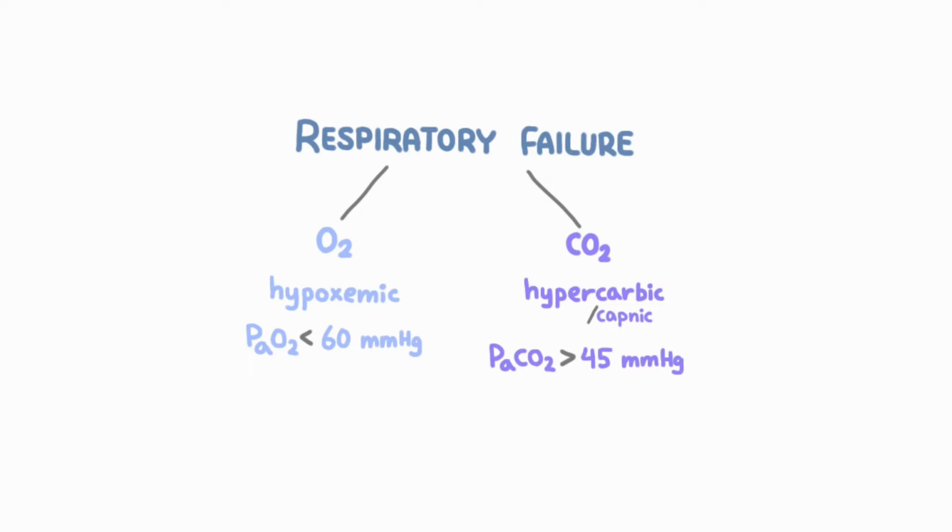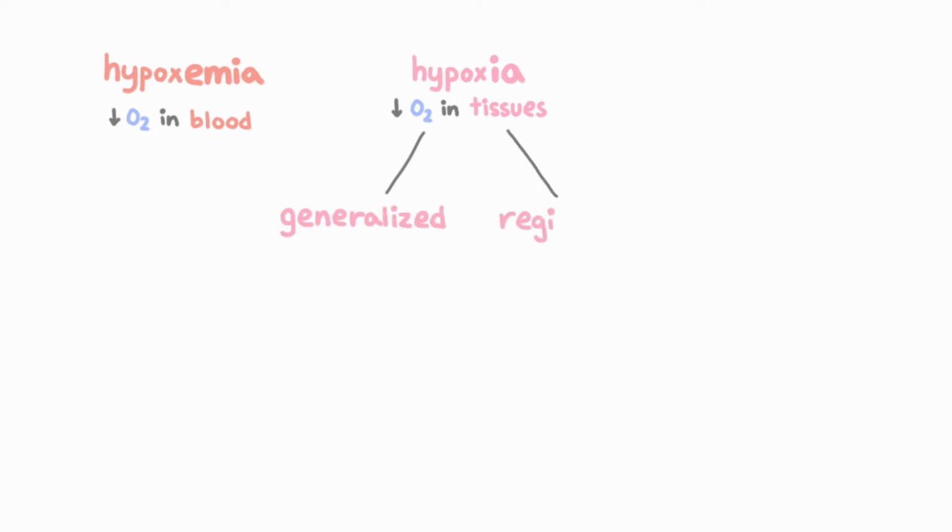Now there's some terminology here that can get confusing, so let's address it right away. So hypoxemia refers specifically to inadequate oxygenation of the blood, whereas hypoxia refers more generally to inadequacy of tissue oxygenation. Hypoxia can be generalized or regional, and generalized hypoxia is usually caused by significant hypoxemia, because if the blood is short on oxygen, inevitably all the tissues will be too. But localized tissue hypoxia can occur without hypoxemia.